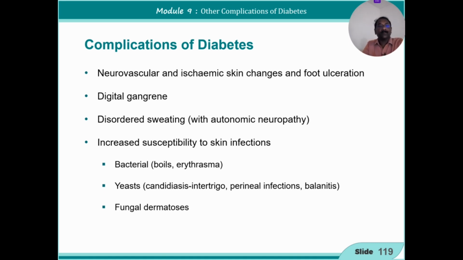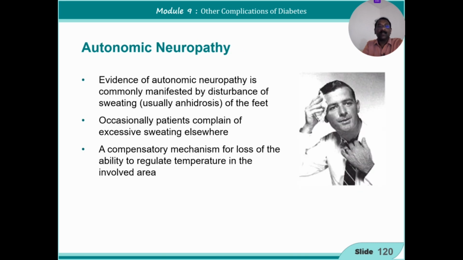Distal gangrene, disordered sweating with autonomic neuropathy increases susceptibility to skin infections like bacterial boils, candidiasis, especially intertrigo, perineal infections, balanitis, fungal dermatosis. Autonomic neuropathy. Evidence of autonomic neuropathy is commonly manifested by disturbance of sweating, usually anhidrosis of the feet. Patient complains of excessive sweating elsewhere, a compensatory mechanism for loss of the ability to regulate the temperature in the involved area.